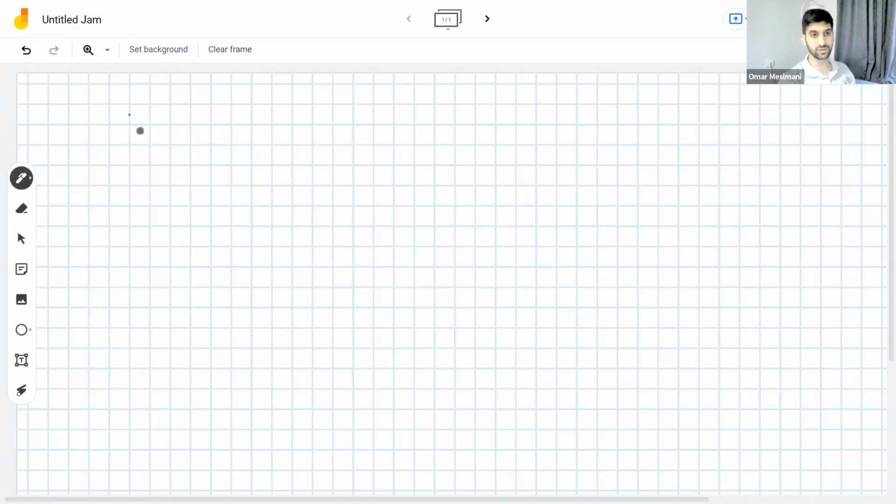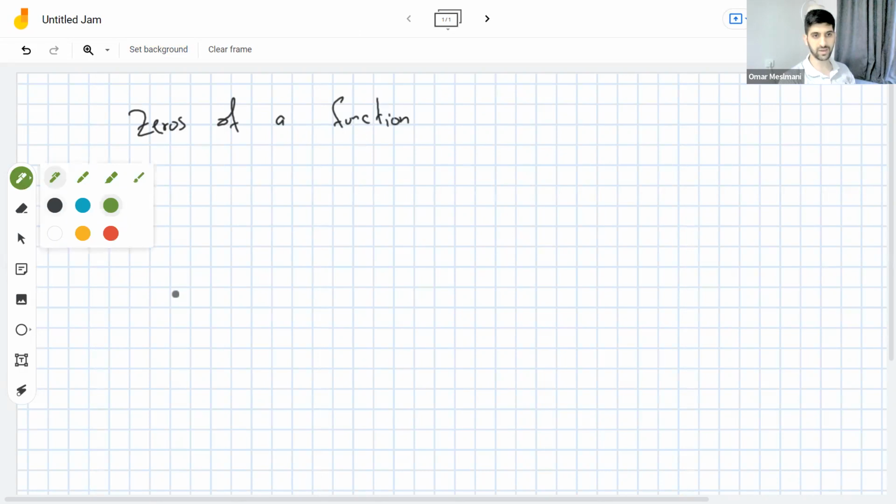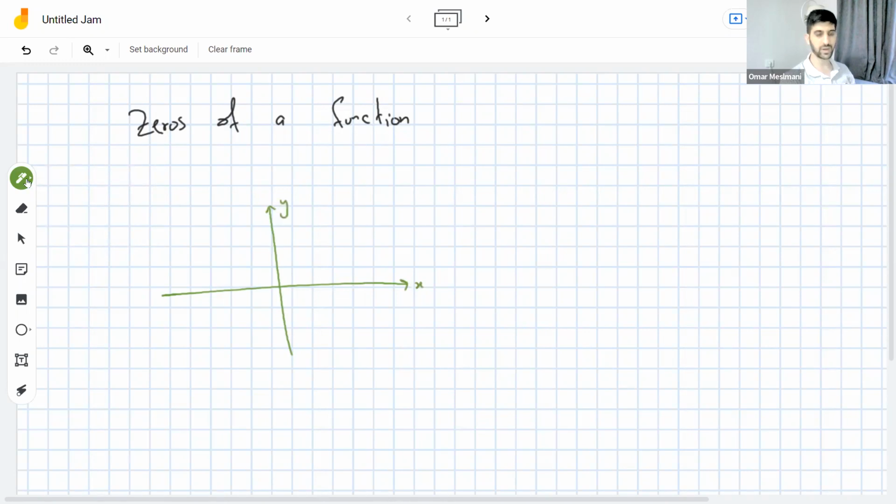One of them is called the zeros of a function. What do I mean by zeros of a function? If you have a coordinate system, that's the x-axis and that's the y-axis. Basically, we're talking about the intercept. For example, you have a linear function like this. The zeros of a function are the x-intercepts. This one is what we call a zero of a function.